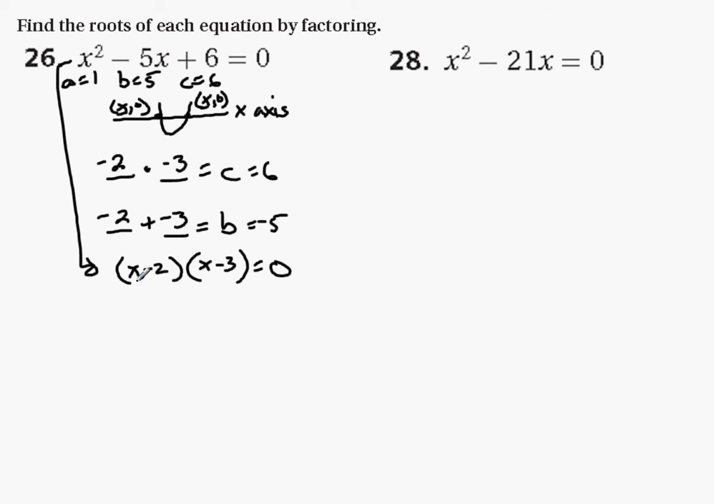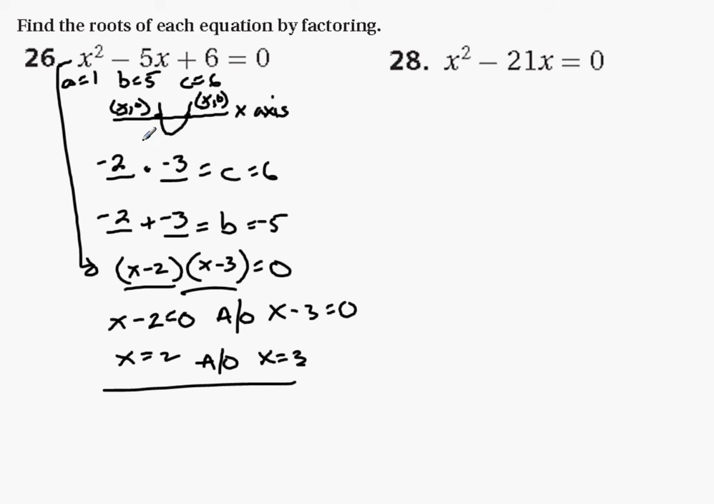Now we're going to use the zero product rule, which tells us that when two things are being multiplied together and the answer is 0, then each of those things, or one or both, could be equal to 0. So you have x minus 2 equals 0, and or x minus 3 equals 0. Solving each of these equations, we have x equals 2 and or x equals 3. So those are the two x values of the coordinates of the points where the parabola crosses the x-axis.